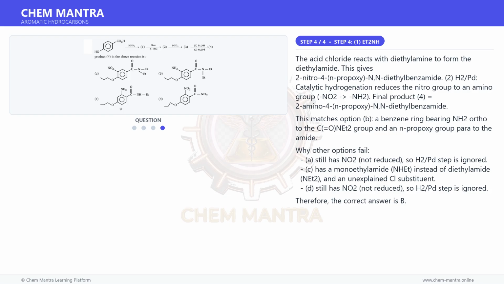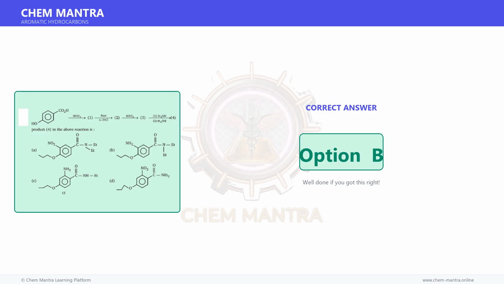C. Has a monoethylamide NHEt instead of diethylamide NEt2 and an unexplained Cl substituent. D. Still has NO2 not reduced, so the H2/Pd step is ignored. Therefore, the correct answer is B. Therefore, the correct answer is option B.